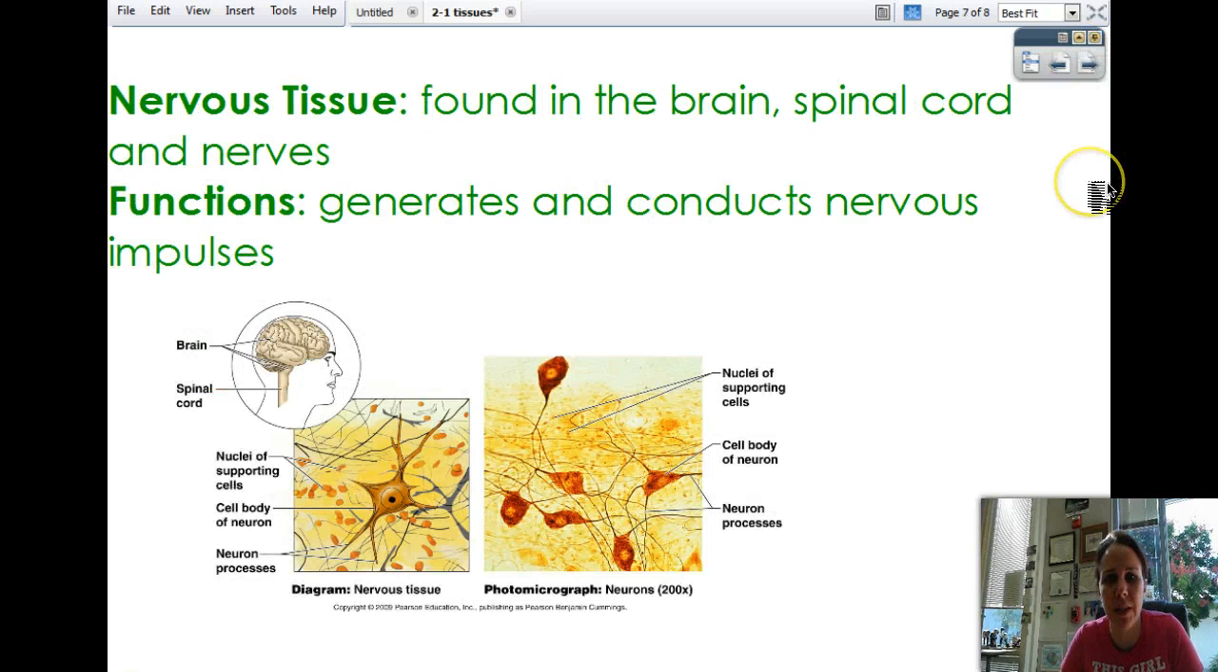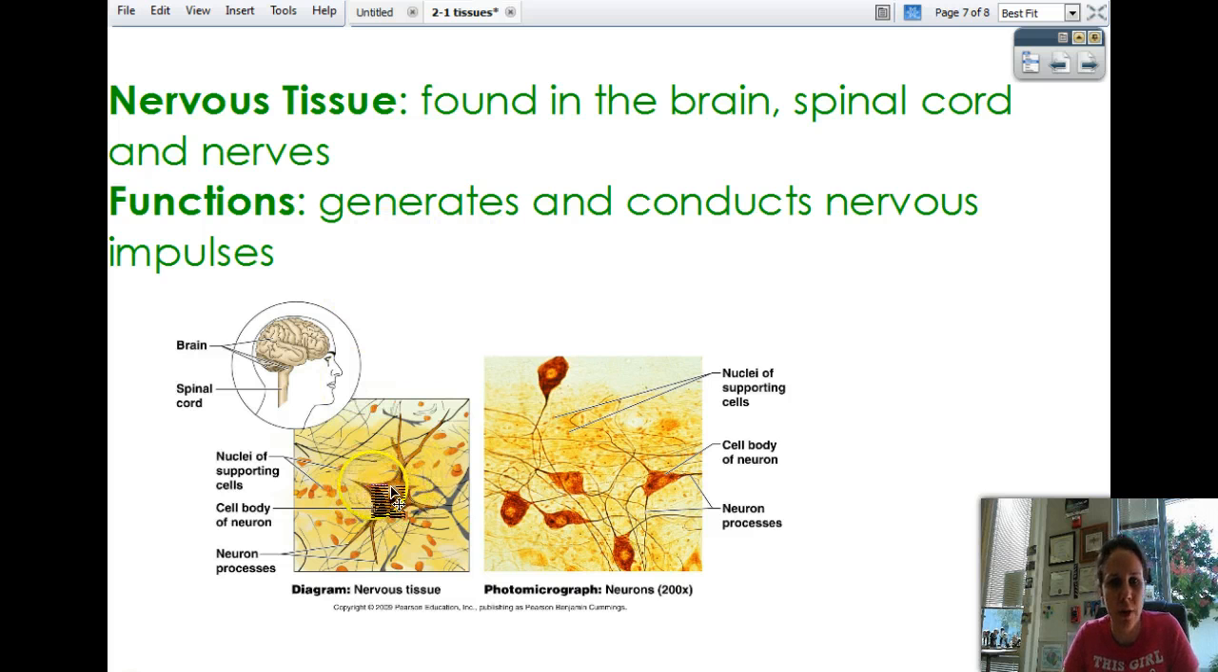And the last one, nervous tissue. Nervous tissue is found only in the brain, spinal cord, and associated nerves. You have 2 types of nerves, ones that go from your body to your brain, and ones that go from your brain down to your body, but we'll learn about those later. Function: to generate and conduct nervous impulses. Basically, they're the messengers. They tell your body what to do, they tell your muscles what to do, they tell your glands what to do. So they are the control center of your whole entire body.